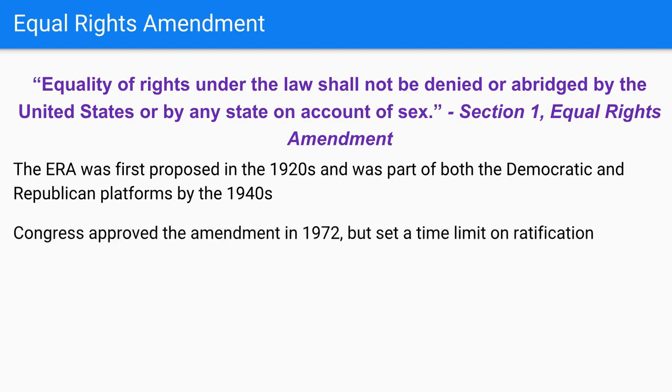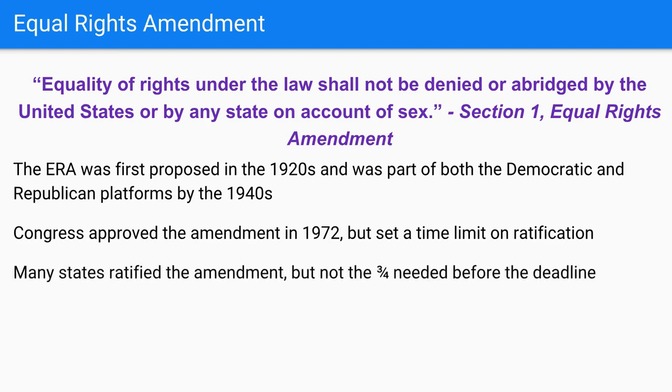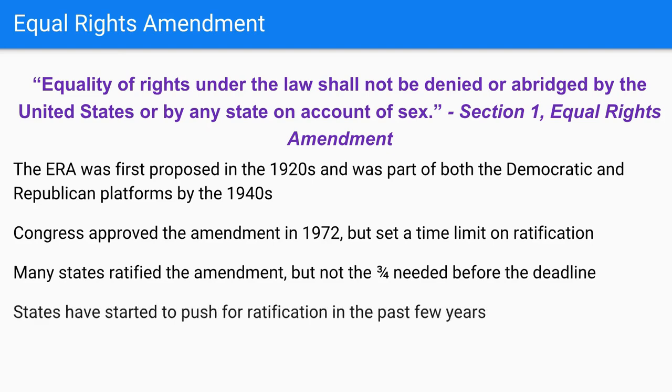Congress finally approved the amendment in 1972, so this is kind of in the middle of the women's rights movement that came off of the civil rights movement, so you can see that it gained in support. But Congress did set a time limit for the states to ratify this amendment, and many states ratified it, but not enough before the deadline. The deadline was extended a couple times into the early 80s, but it did not have ratification from enough states.